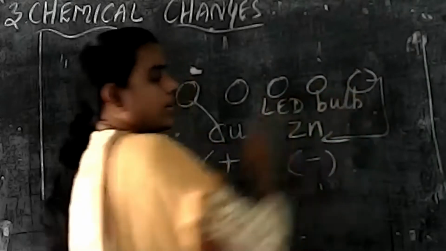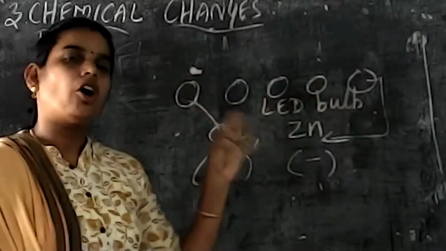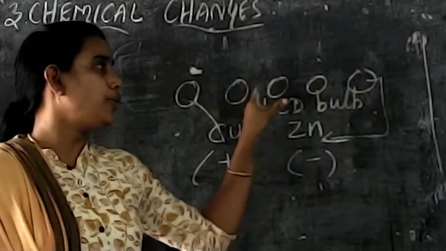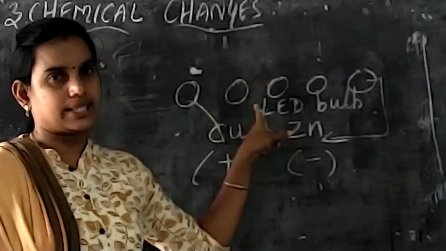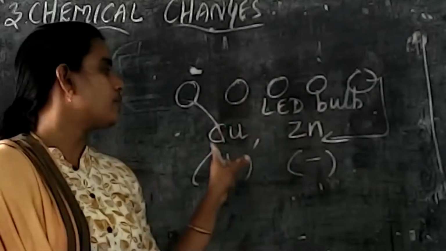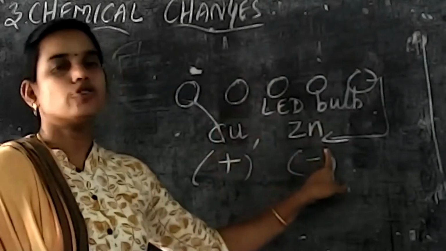Here what happens? This lemon already contains citric acid, a type of acid. So due to the presence of this citric acid, the LED bulb automatically glows because we are using positive and negative charges here.